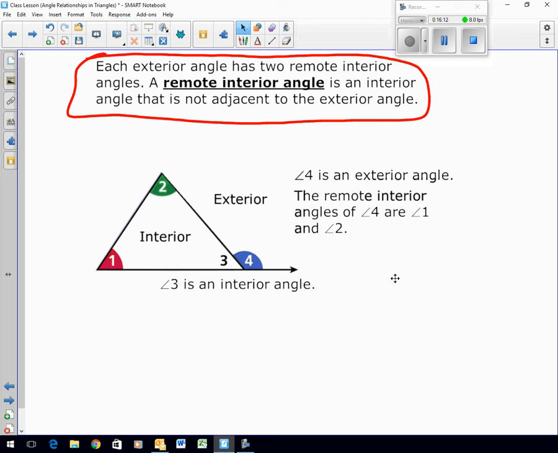So check it out. Angle 4 is adjacent to angle 3. I should say this the other way around. Angle 3 is adjacent to angle 4, correct? Which means that when I look at angle 4, there are two interior angles that are remote. They are not adjacent. What are they? 1 and 2.